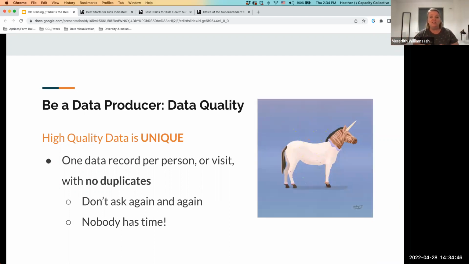But for some questions, once is enough. So if something isn't going to change, like racial identity is pretty fixed. People may change the way that they talk about it over time, but you don't need to ask that necessarily at every visit, or country of origin, something like that.